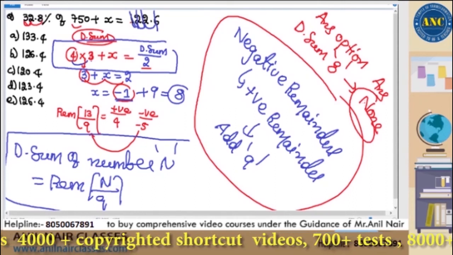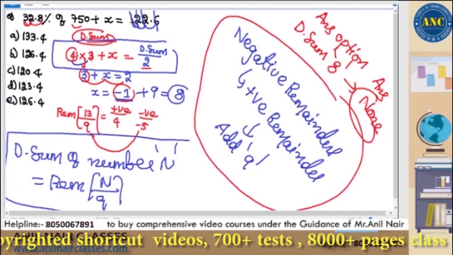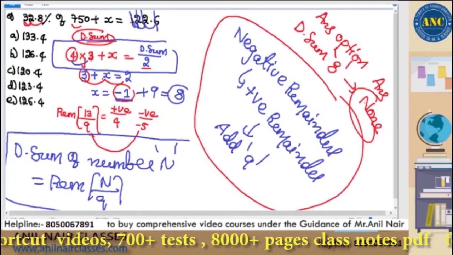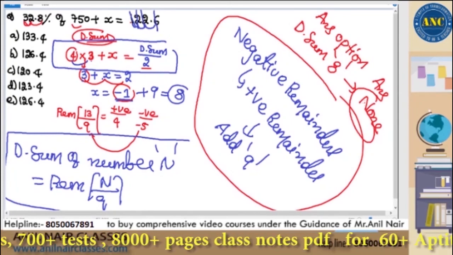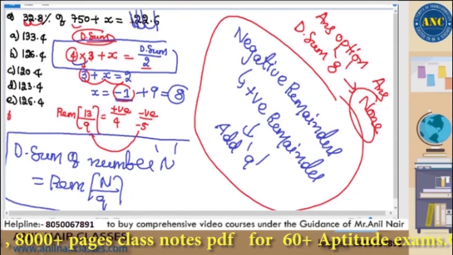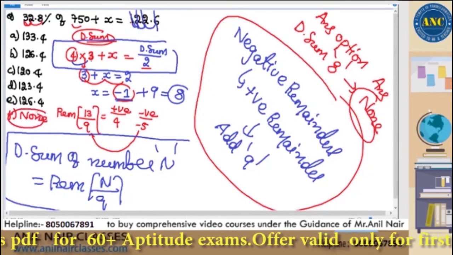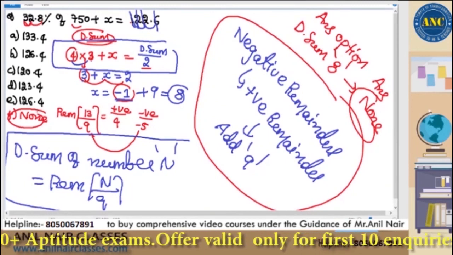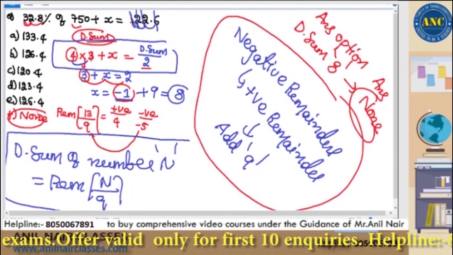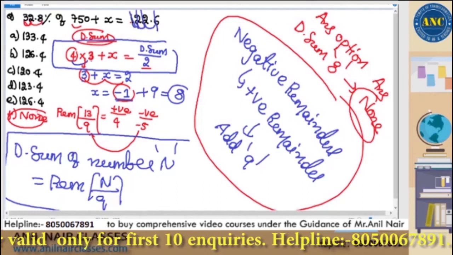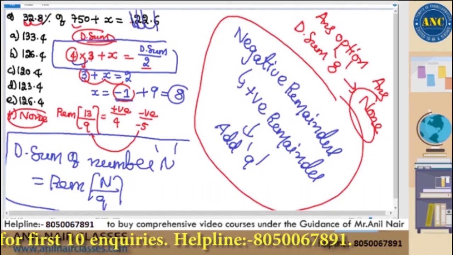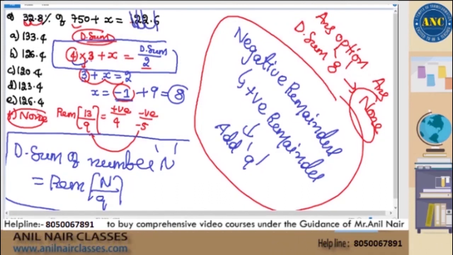If no answer option has digital sum 8, tick mark the option none of this. I hope it is clear. The answer option digital sum should be 8. Anybody got a doubt? We will solve more and more problems.